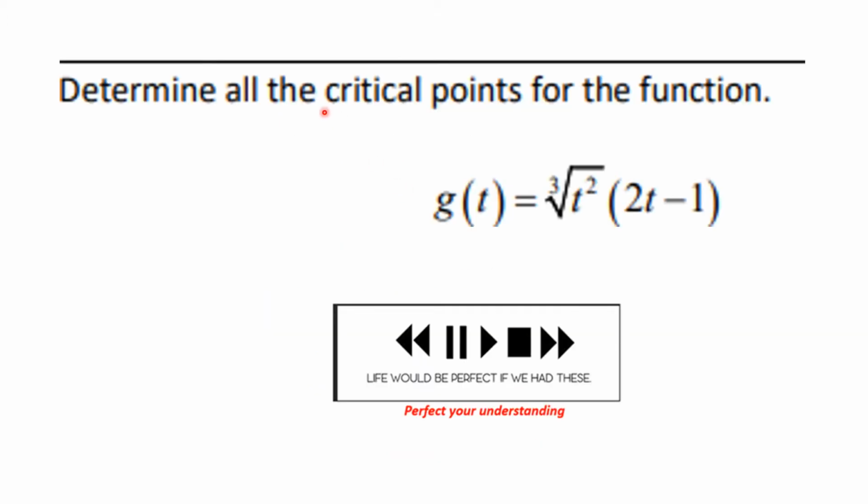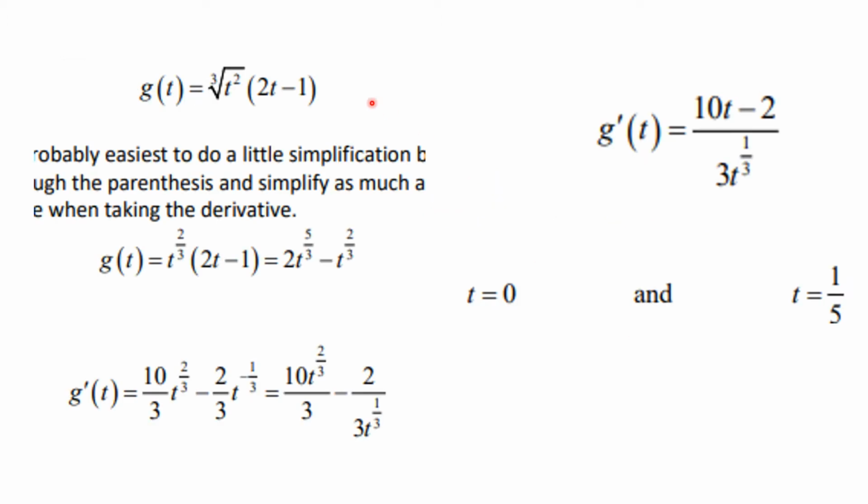Here's another function. Determine all the critical points for this function. You know what to do. Let's see how you did. You could use the product rule, but it might be simpler just to do algebra first. Sometimes it is. So what we're going to do is call this t to the 2/3 and distribute it through, getting this. We've only done algebra so far. We have not done any calculus.